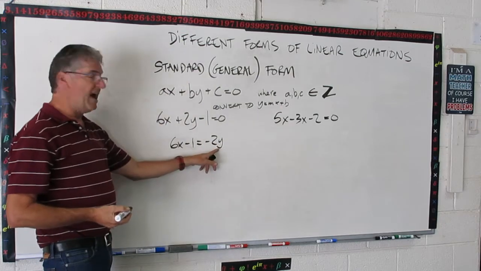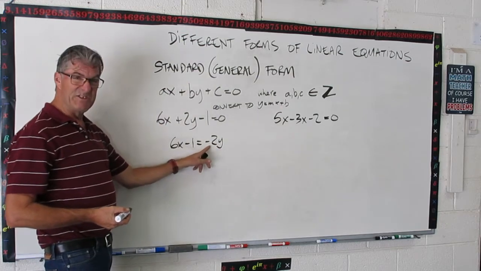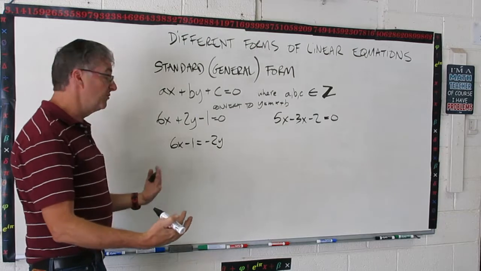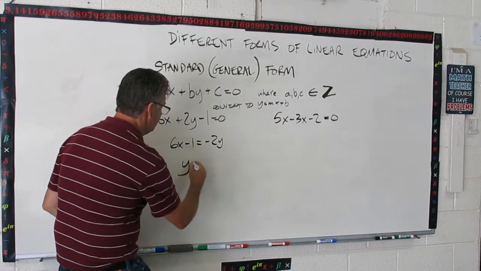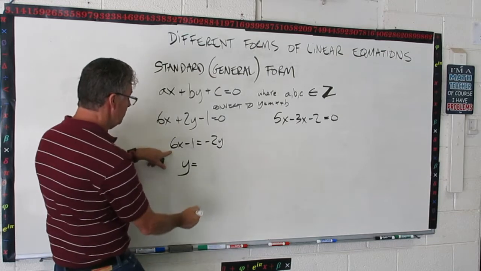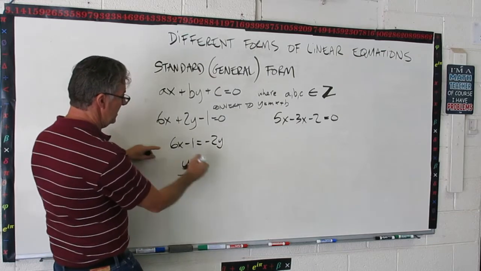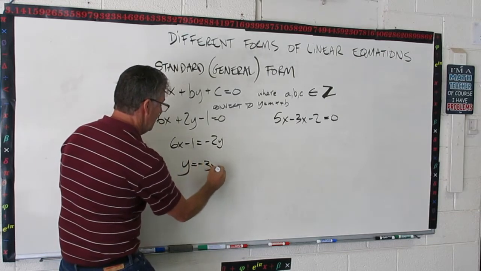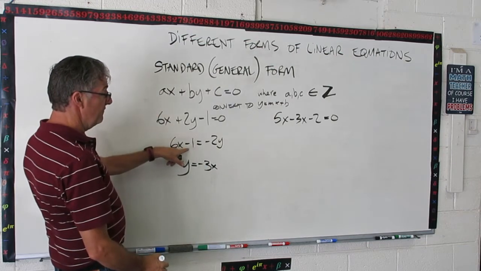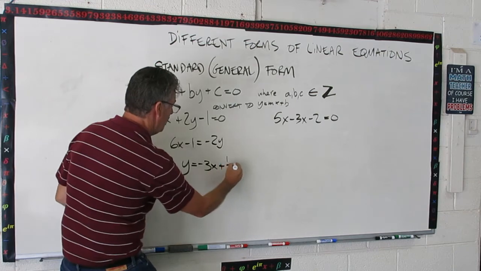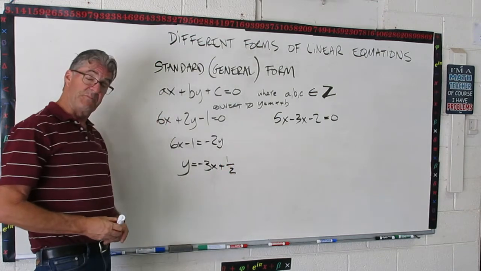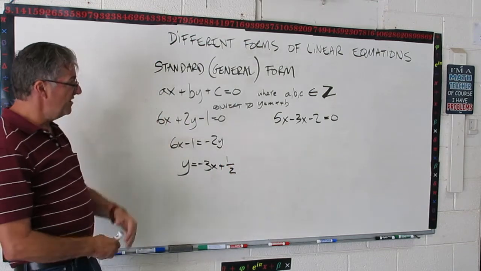Now I don't quite have y alone. I've got my negative 2 in front. So I'm going to divide through by negative 2, and switch sides. Dividing through by negative 2 leaves me with y equals negative 6 divided by negative 2, which is negative 3x, and then negative 1 divided by negative 2 is 1/2, plus 1/2. Just like that. Now pause the video and try that one.